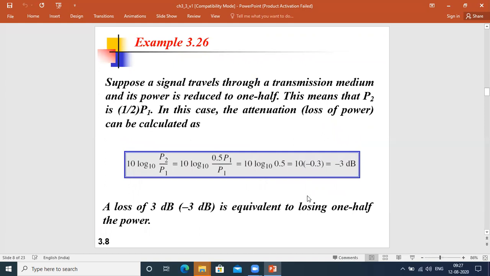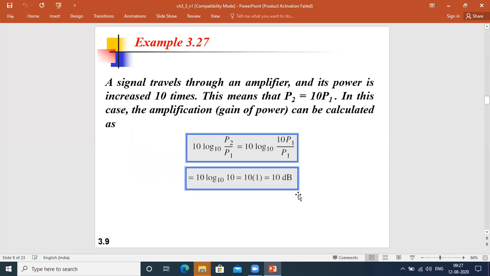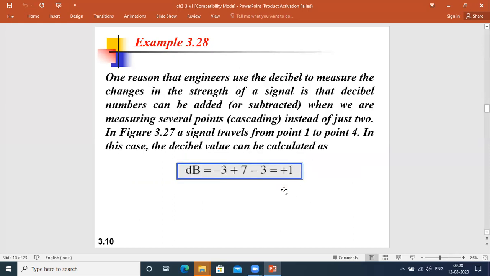Now there is a problem to find this. Suppose a signal travels and the transmission power is reduced to 1/2. That means P2 is 1/2 of P1. To calculate the loss of energy, we use 10 log10 (P2/P1). The value of the log can be found from a log table or a scientific calculator. You will find the value is minus 3 dB, meaning negative. Negative means loss of energy, here half of the power. Another problem is where P2 is 10 times P1, so it is a gain in power, equal to 10 dB. You have to solve these problems and do more exercises from the books.